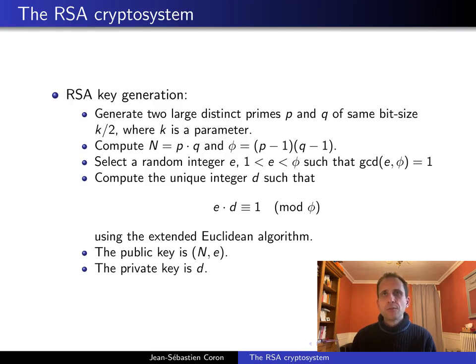Then the RSA modulus N is the product of P and Q, and phi of N is P minus 1 times Q minus 1. Then we select a random integer E between 1 and phi of N, which is coprime with phi of N. And then, using the extended Euclidean algorithm, we compute the modular inverse of E, modulo phi of N, to get the private exponent D. The public key is then N and E, and the private key is D.